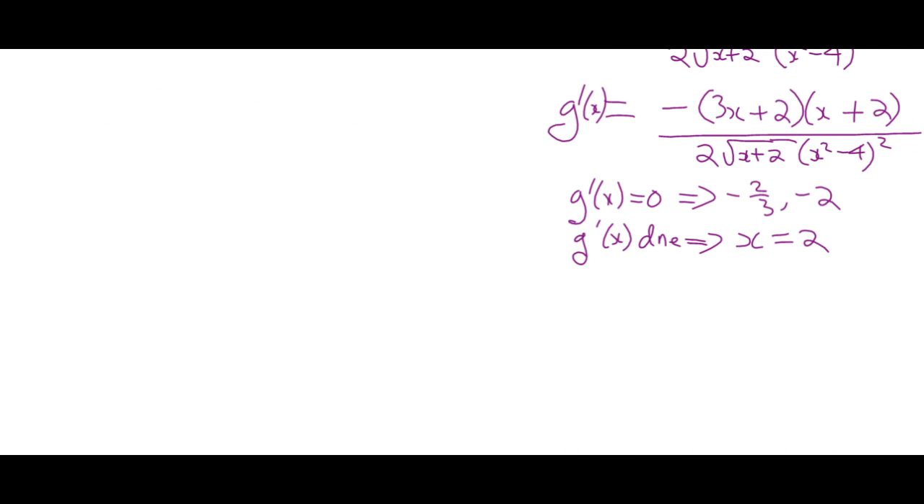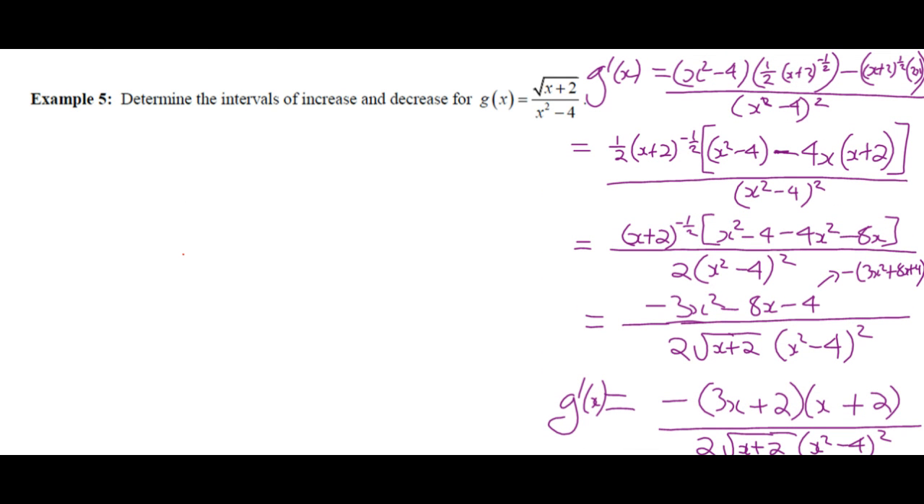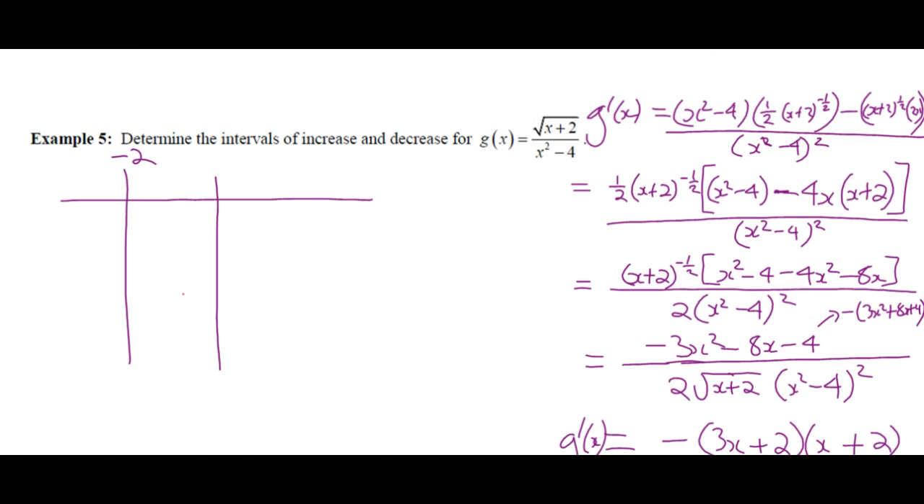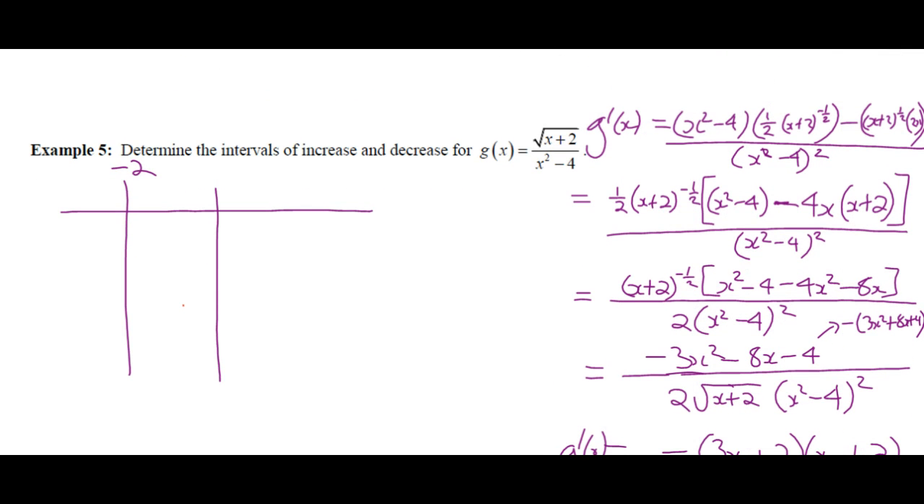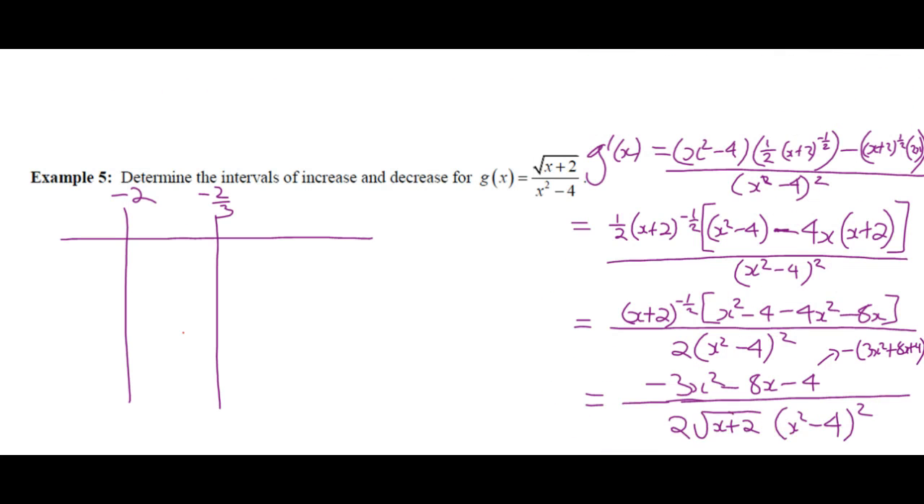So when we go to do the interval, we're going to start at negative 2, right? We're not going to look to the left of negative 2. Okay, so we're going to start at negative 2 because g prime of x doesn't exist to the left. And what are our other numbers? So we've got negative 2/3 and negative 2. Okay, so negative 2/3, and we've got positive 2, where it doesn't exist, so positive 2.